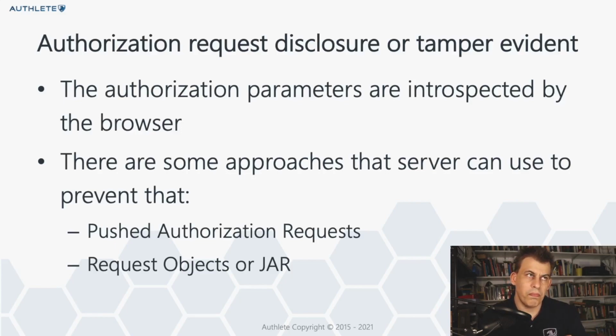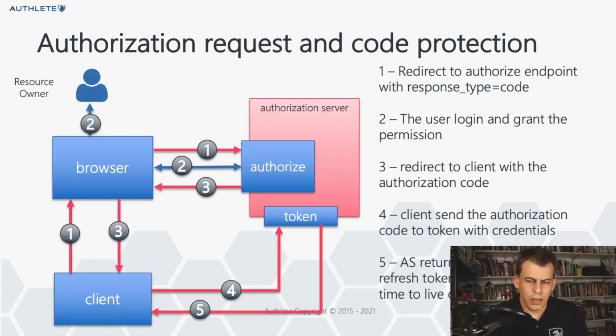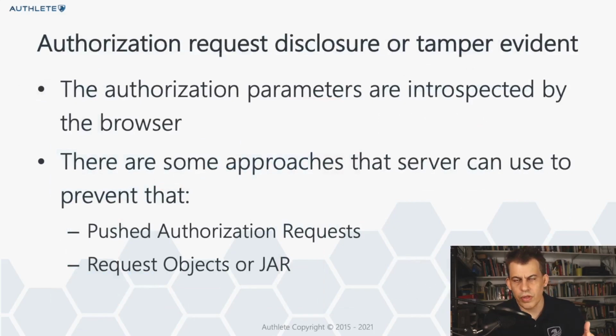The second way of handling it is using a request object, or JWT authorization request, where the client can pack the authorization request in a JSON format, sign it, and send it to the authorization server, or optionally encrypt it. And the authorization server, when receiving it, can check whether the content was tampered with or changed, and if the source matches, right? If using encryption, it can be checked who sent the authorization request.